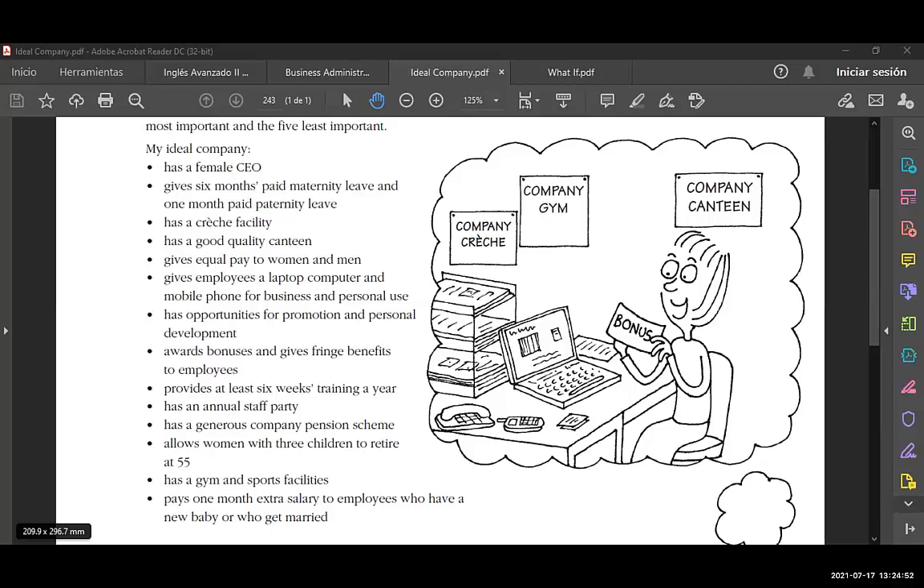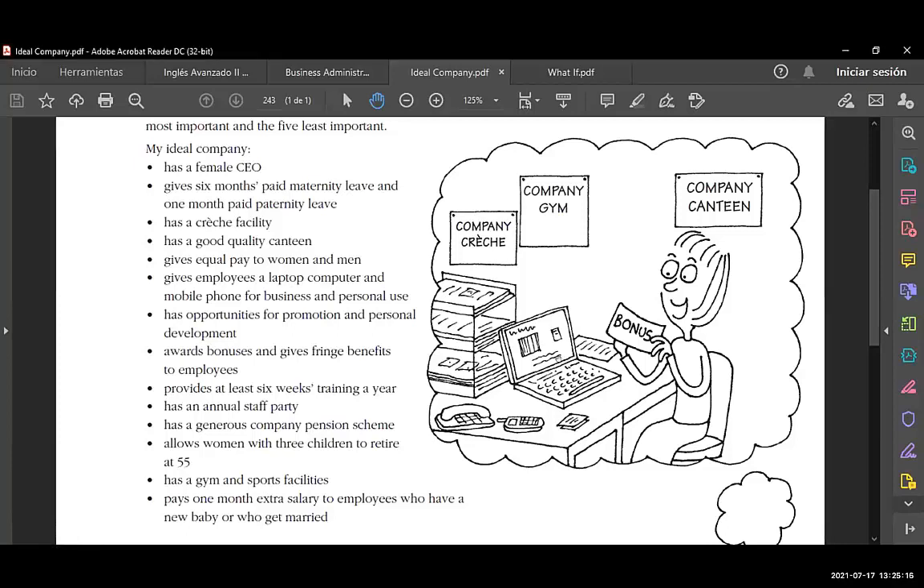The least important for me are has a generous company, no es cierto, has an annual staff party and has a good quality canteen. It's important, yes, I agree. No, less important. For me it would be.